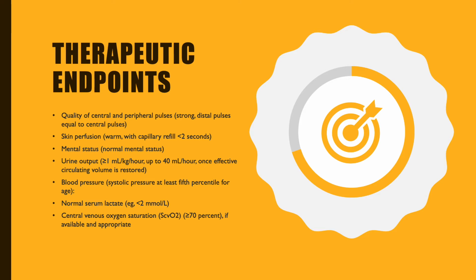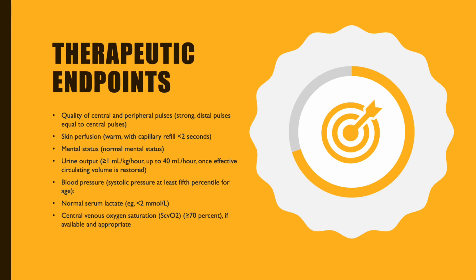In kiddies, it's often a good idea, particularly when you're initiating resus, to have a catheter in place or a way of measuring our urine output. And we're looking for a urine output of greater than 1 ml per kg per hour to let us know that effective circulatory volume has been restored. We can also look at our blood pressure. In particular, we want to make sure that the blood pressure has returned to at least the fifth percentile for that patient's age.